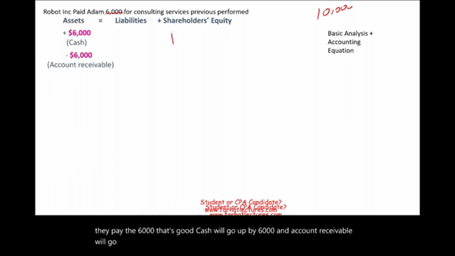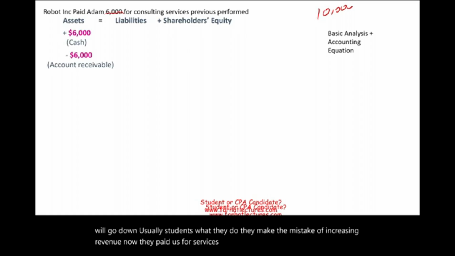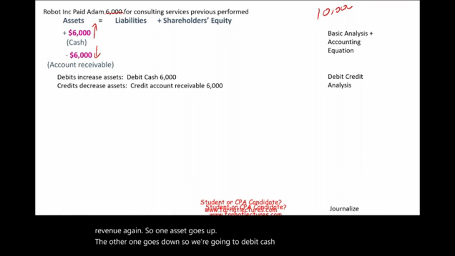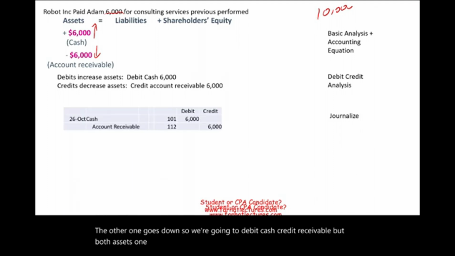Usually, students make the mistake of increasing revenue. No, they paid us for services already performed. They paid us for services we already recorded as revenue. We cannot record the revenue again. So one asset goes up, the other one goes down. So we're going to debit cash, credit receivable. They're both assets, one going up, the other one going down.